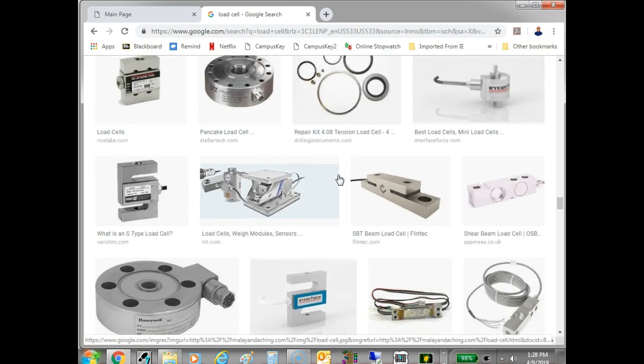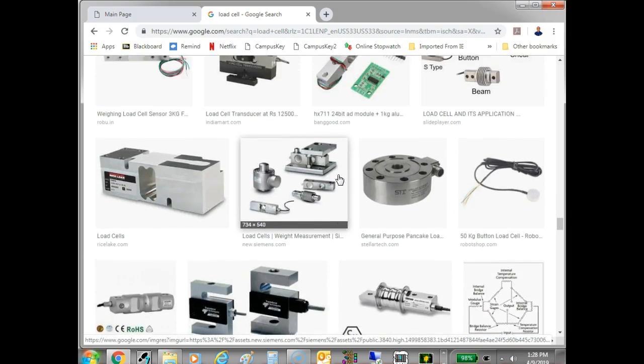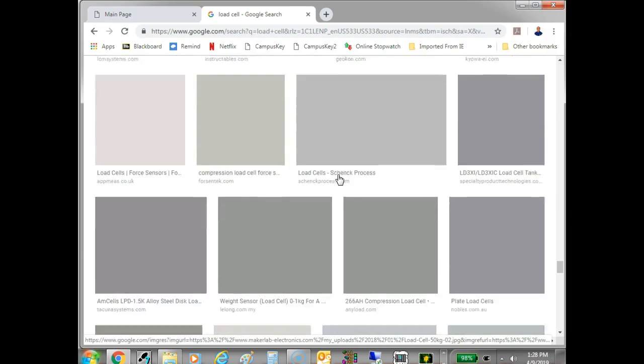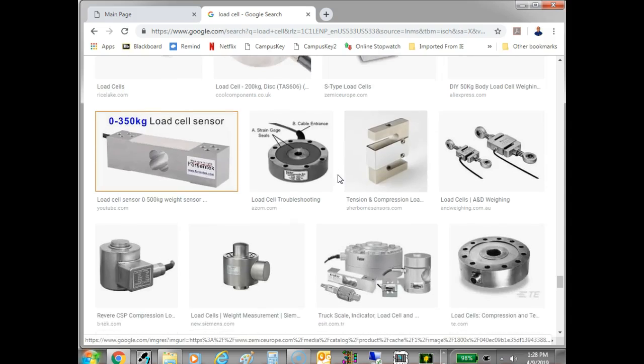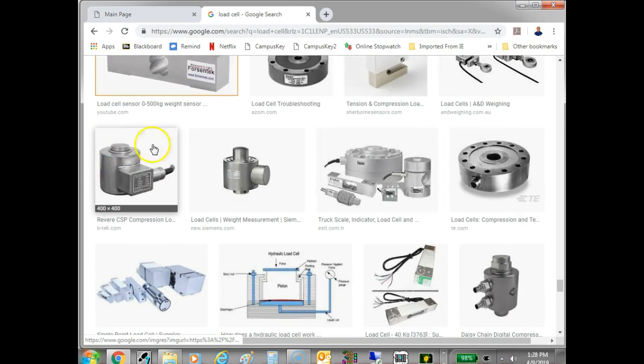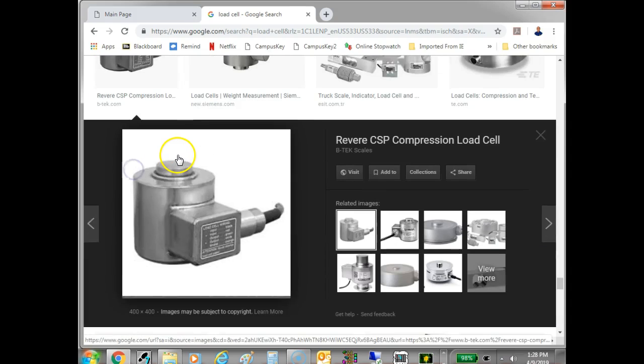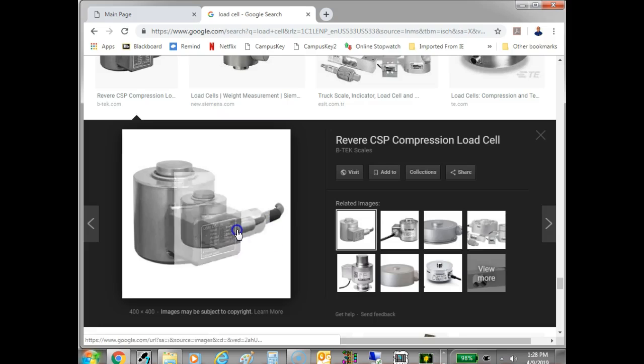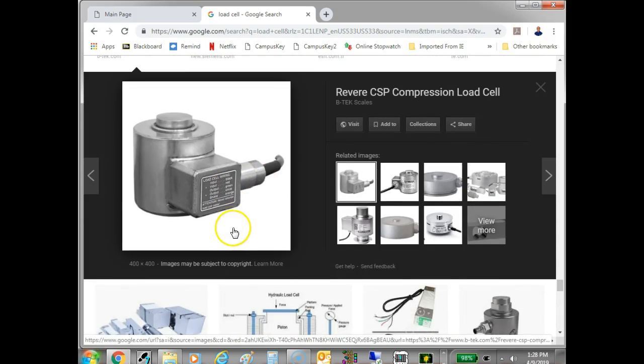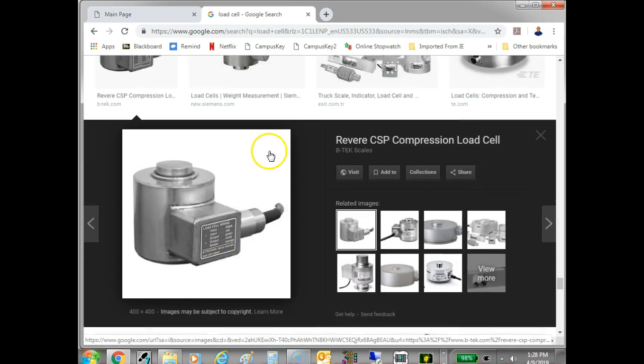They're not showing any real big ones. Here's one. And I don't know if we can read that. No, I can't read it. I was trying to read the label.